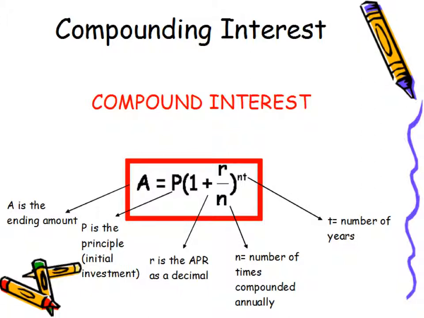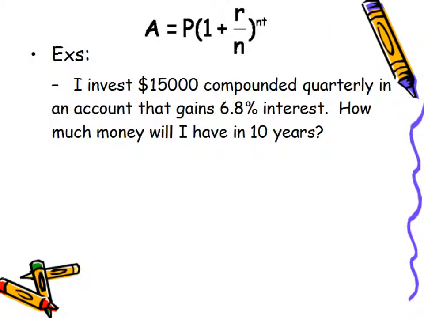All right, so let's use that formula. And here's a situation. So we have $15,000 that we're going to compound quarterly in an account that gets 6.8% interest. How much money will I have in 10 years? All right, so here we go. So I'm looking for the A. That's the ending amount. I don't know how much I'm going to have at the end.